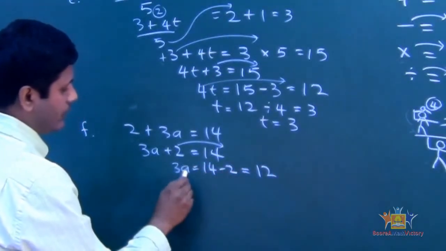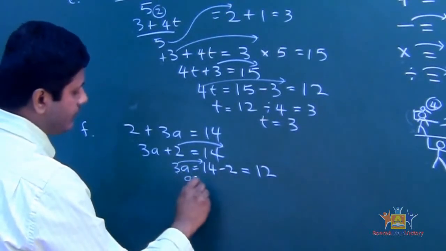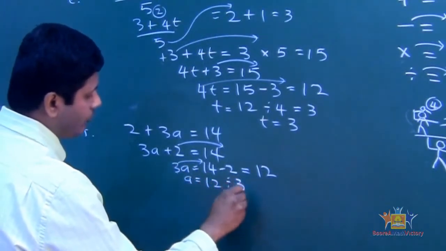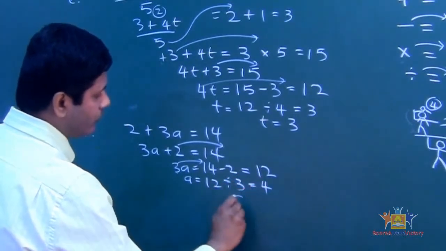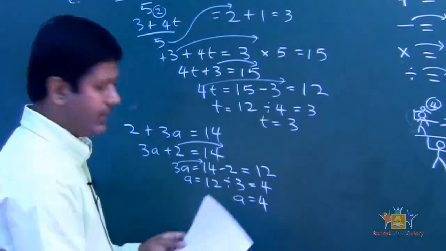So now I'm looking for a. 3 got to go. What's 3 doing? Multiplying. Cross the bridge becomes division. So 12 divided by 3, which equals to 4. So a equals to 4 right there. Okay, now let's do g.